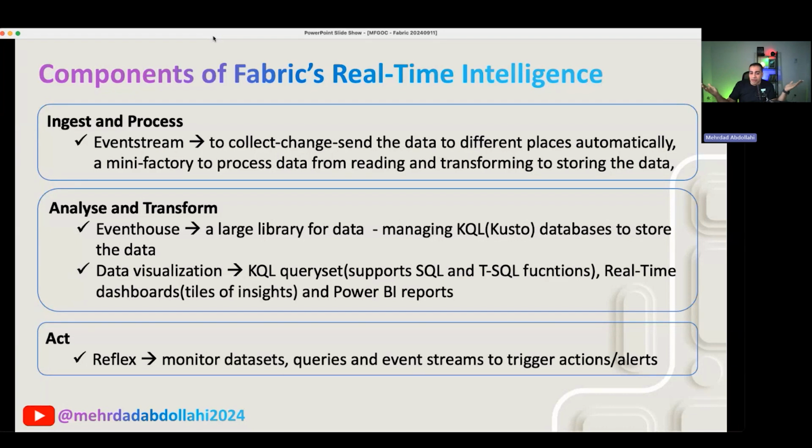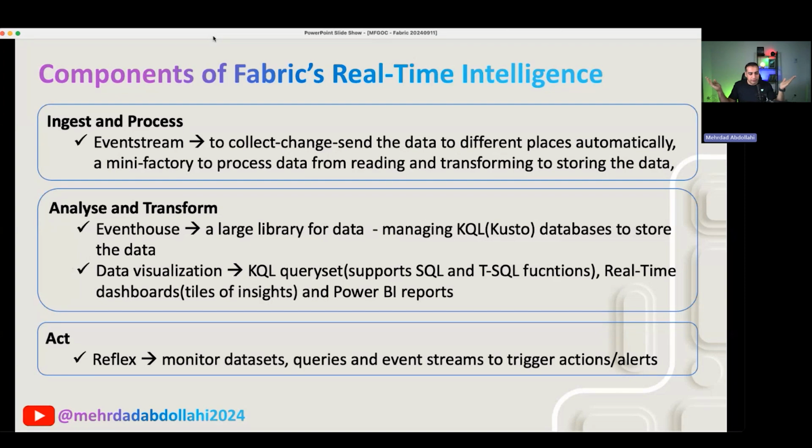It is basically a mini factory to process data, from reading and transforming to storing it, as we saw. The data is moving forward from streaming to the KQL database, or even to the Reflex and to the Act section. Then we have the analysis and transformation in the middle, which happens in the event house. As I mentioned, the event house is a large library of data, managing the KQL databases to store the data. Then data visualization can happen even with KQL query sets. It supports SQL and T-SQL functions, and there are real-time dashboards, and also Power BI is available for visualizing the data.